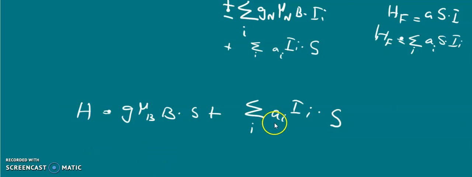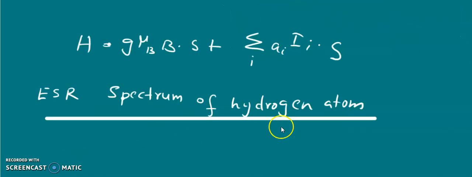Here we can see that the hyperfine splitting constant A is a constant for a particular spin. So as spin changes, the hyperfine splitting factor also changes, since it depends on the nuclear G factor. So as I changes, the nuclear G factor also changes. So now we can do different examples. So first of all, this is the general equation, so we can apply this to different examples. First of all, we consider the ESR spectrum of hydrogen atom.